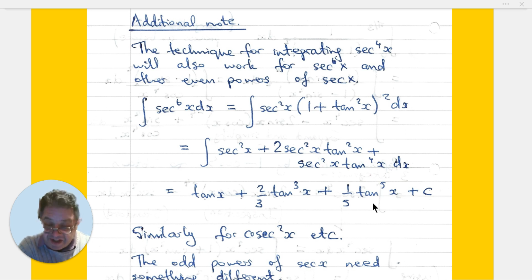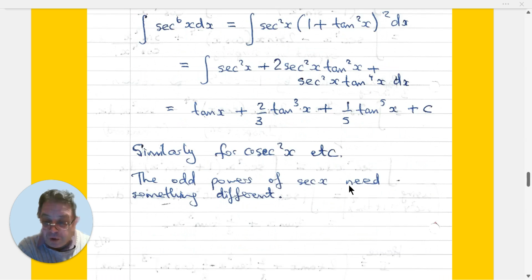The first integral is standard, and the other two are the reverse chain rule. That works quite nicely. You could do the same for sec to the 8x, and you might even find a reduction formula that gives you a general result for sec to the 2n of x. A similar method would work for cosec squared of x. Unfortunately, odd powers of sec x need something different, and I'll let you look that up in your textbooks or notes.